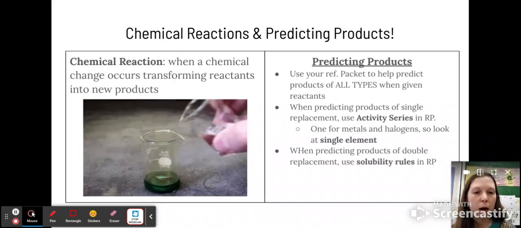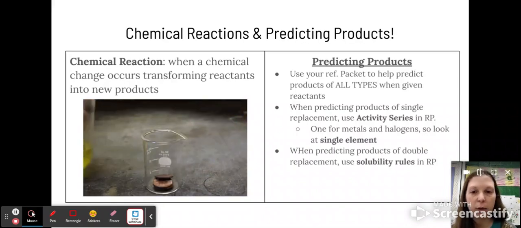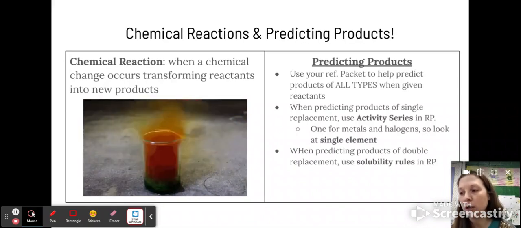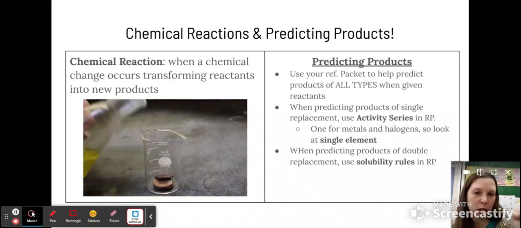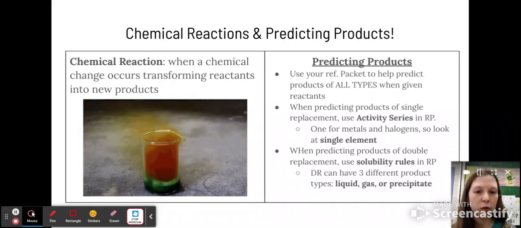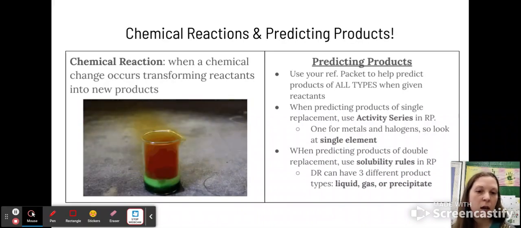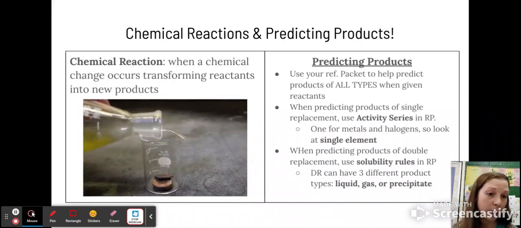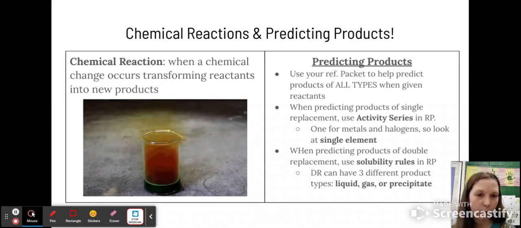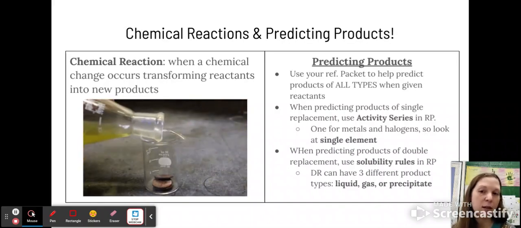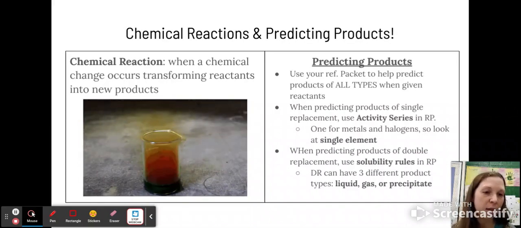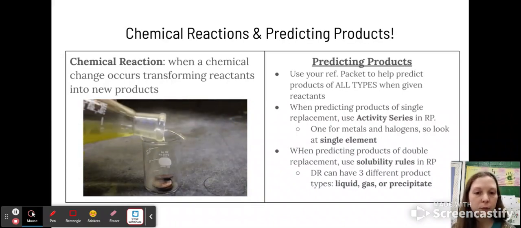And then when predicting products of a double replacement, you have the solubility rules that are also in your reference packet. And all of these we tried to put on the same page. So look for those. And then for double replacement, you can have three different types of products. So you can have a liquid, which is water, H2O. You can have any gas that forms, or a precipitate. So that is going to be the slightly soluble solid that comes out of solution.